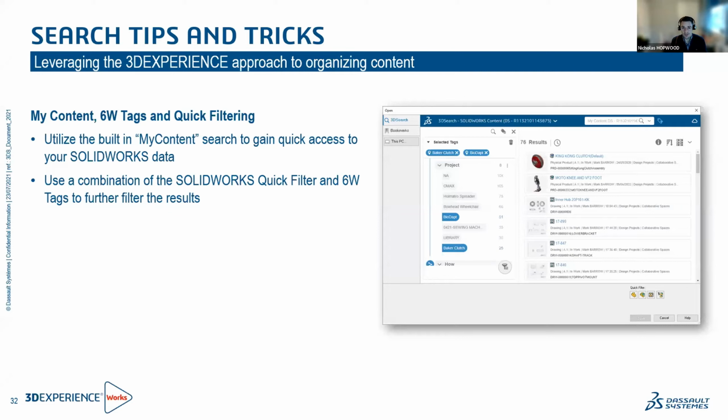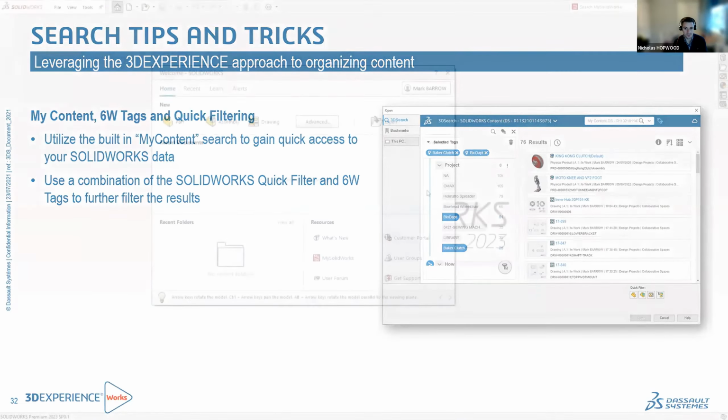So now moving on to search tips and tricks. Obviously now, because we're saving our data to the cloud, essentially saving our data into a database, it's a single repository of information. So how best can we search that repository for the data we need? The first set of search tips and tricks we're going to cover is an option called My Content, 6W tags, and quick filtering. We're going to show that through some examples from the open dialogs within SolidWorks.